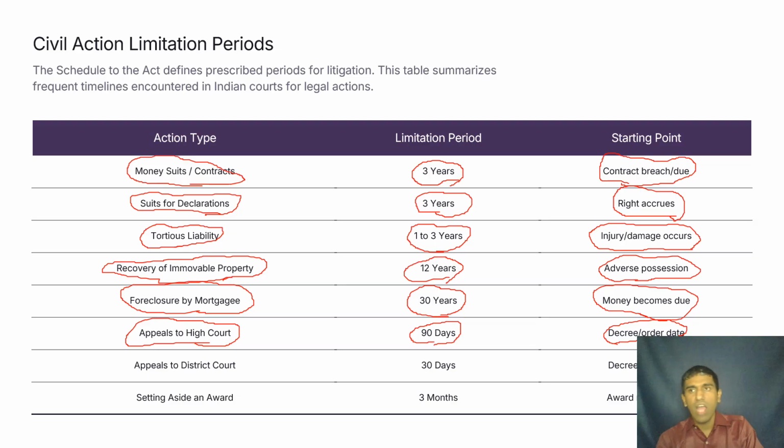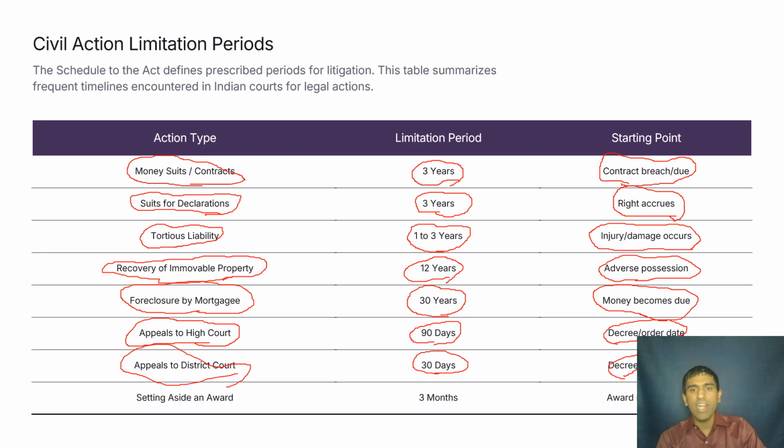Then again, there are courts below district courts as well, like the court of sessions and so on. Let's say there is a court below the district court and you are not satisfied with the judgment, you want to file an appeal before the district court. The limitation period is much lower here, it's 30 days, again from the date of decree or order or judgment passed by the other court, the lower court.